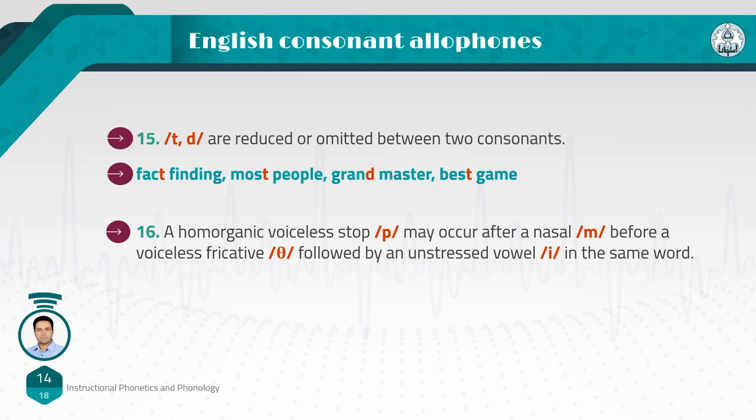16. A homorganic voiceless stop, P, may occur after a nasal, like m, before a voiceless fricative, like th, followed by an unstressed vowel, e, in the same word. Maybe the explanation is a bit complex, but if you look at the example, it becomes easy. Something. In the pronunciation of "something", if you pay attention, we have a homorganic voiceless stop, which is P.